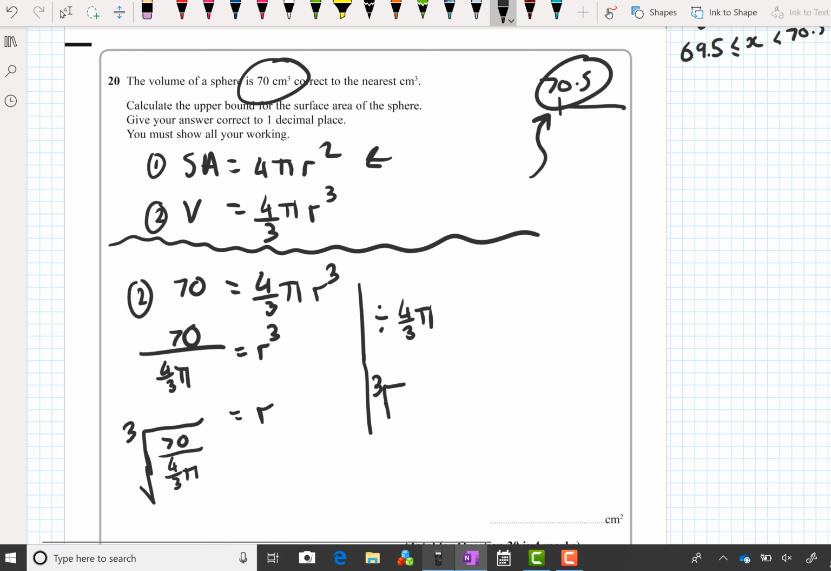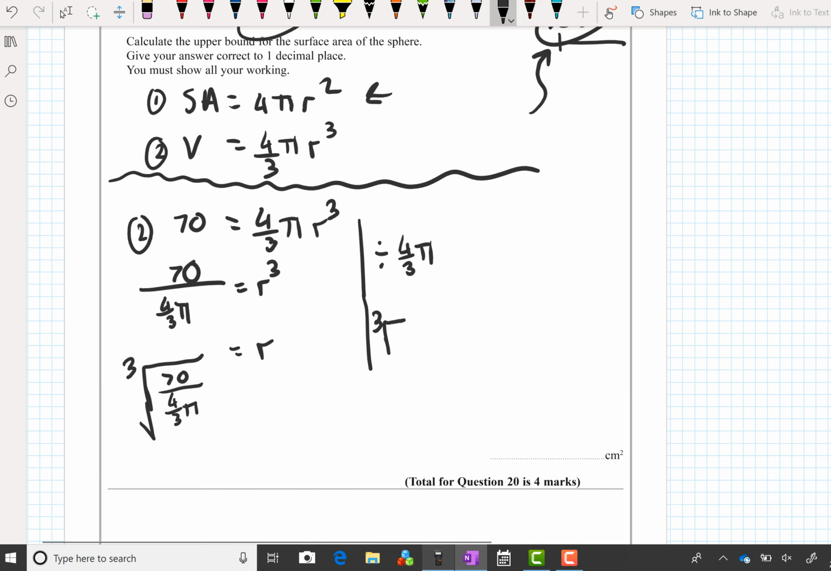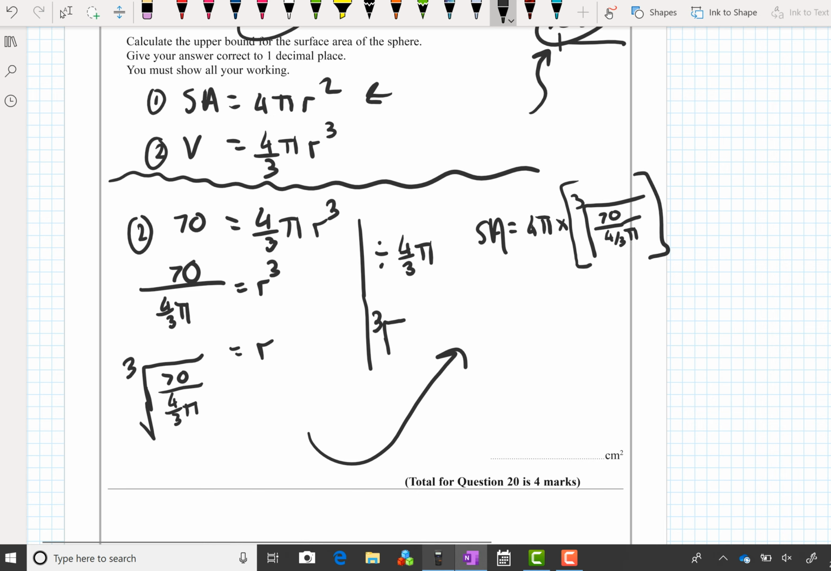Right, now we want to work out the upper bound of the surface area, so bear that in mind. Now I've got r. For the surface area, so if I do this over here, the surface area is actually 4 pi times the radius squared, which r stands for the radius here if you didn't know. That's this value, which is the cube root. I'm going to put it in a square bracket. You can put it in a regular one if you want. 70 divided by 4 over 3 pi. Yes, it's slanted, it's fine. That squared. So this here is r squared.